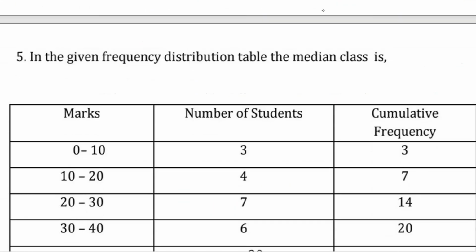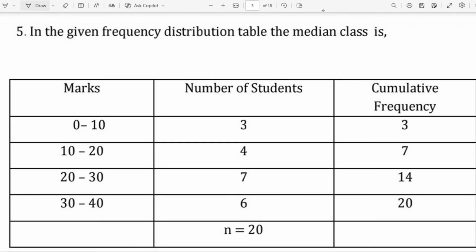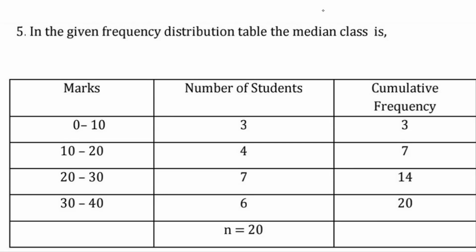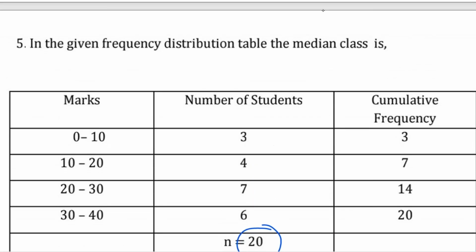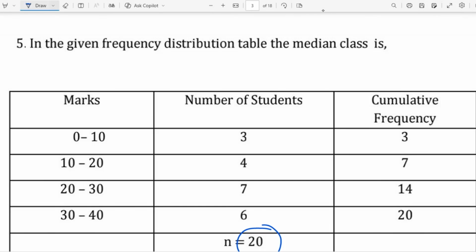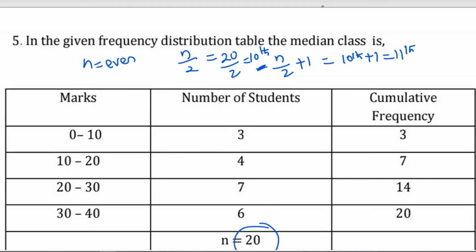Question number 5. In a given frequency distribution table, the median class is. So what will be the median class of the given distribution table? We have to find n. n here is 20. Since n is even, we have two formulas, that is n by 2 and n by 2 plus 1. n by 2, 20 by 2, will be the 10th term. Then the 10th term plus 1 will be the 11th term.